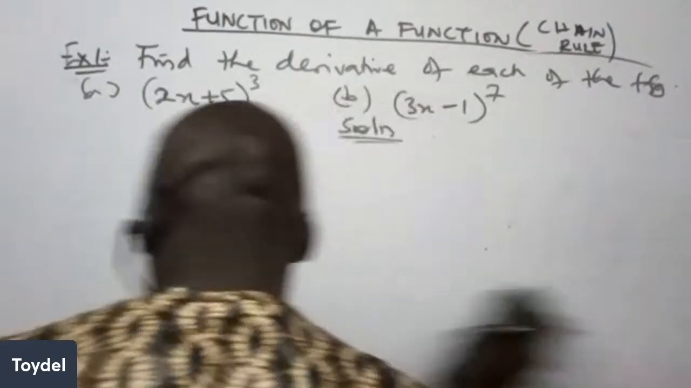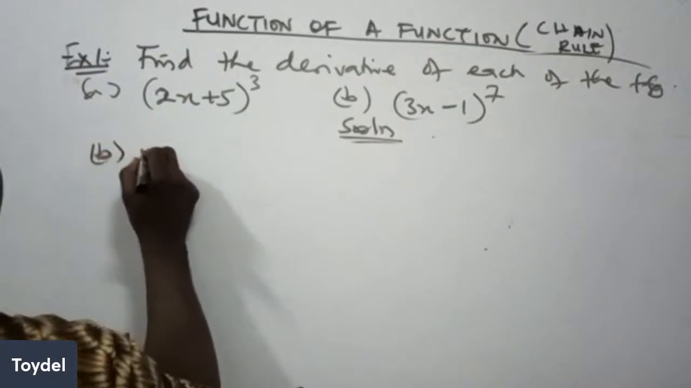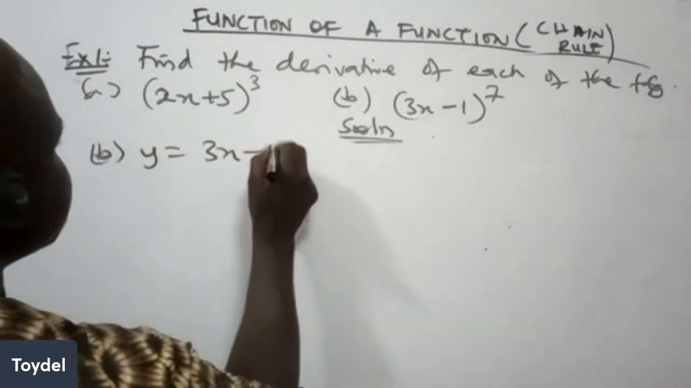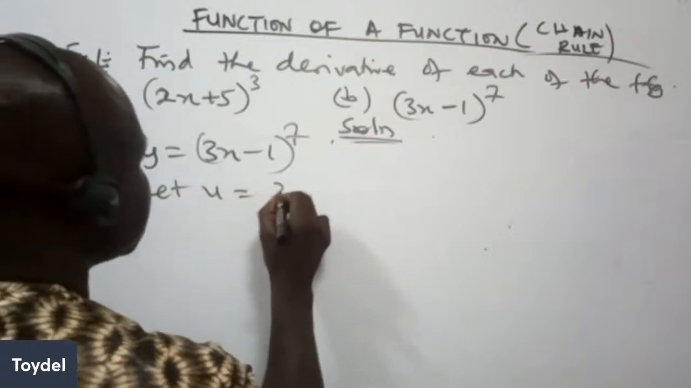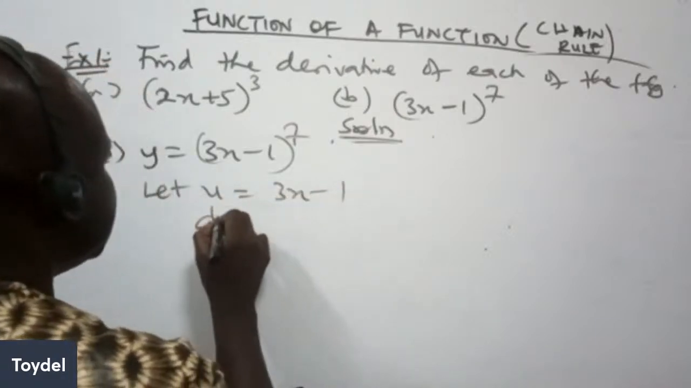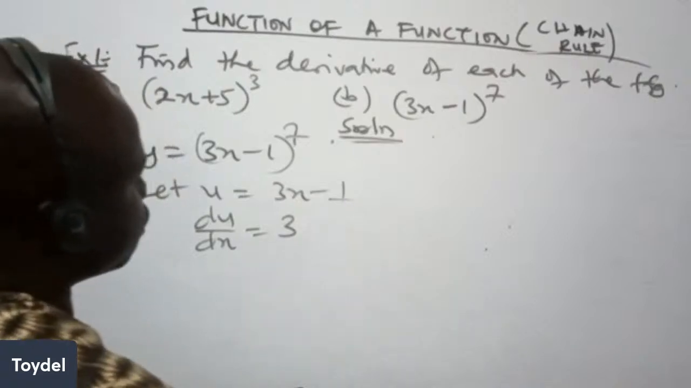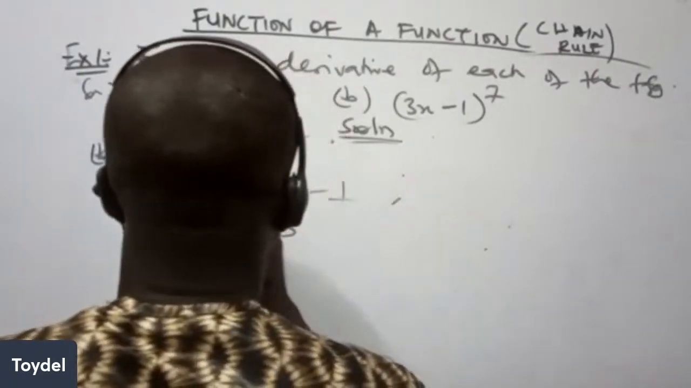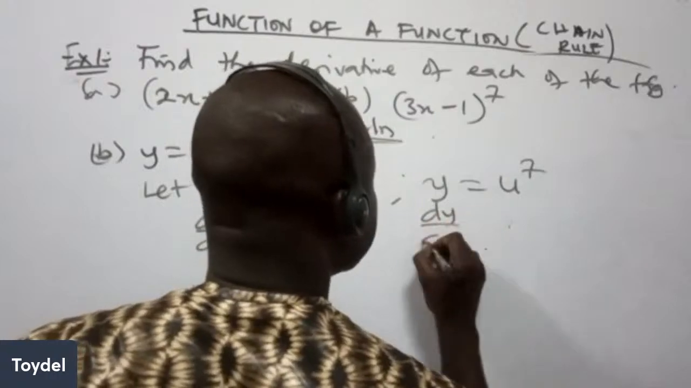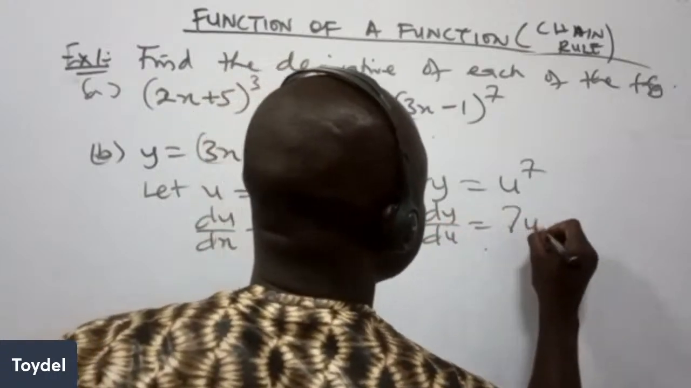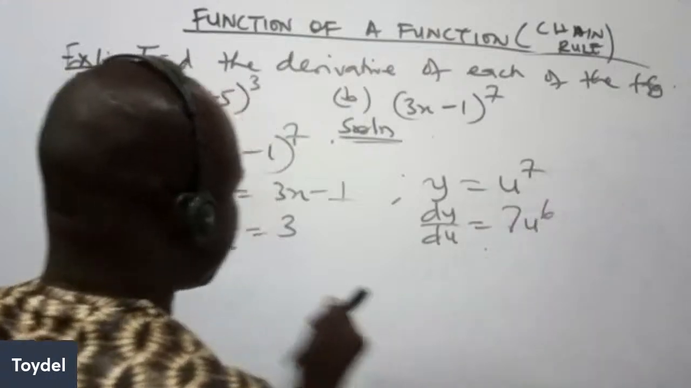So we do the second one. The second one, y is given as 3x minus 1, everything raised to power 7. So we say let u equal to 3x minus 1. du/dx will be 3. The derivative of a constant is 0. Then y is given as u raised to power 7. So we find dy/du to be 7u raised to power 6. That is, the power will come down, we subtract 1 from the power.